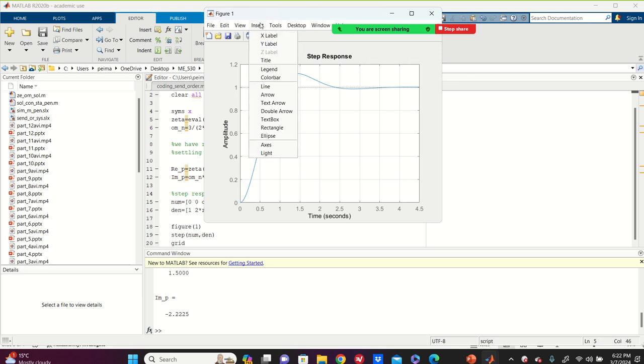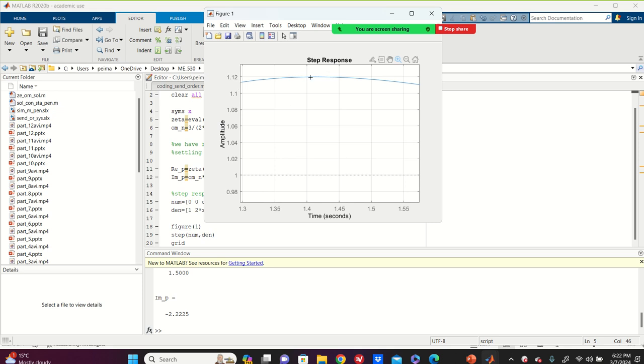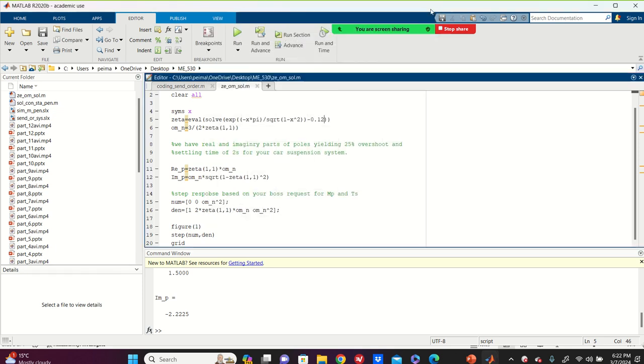If you want to zoom in, see? Almost 1.1 and almost 1.2, the maximum is 12%. See, exactly 12. 1.12 minus 1 is 0.12. See what is happening? So by this code, you can just change the parameter that the boss asks you, and for that, let me teach you.